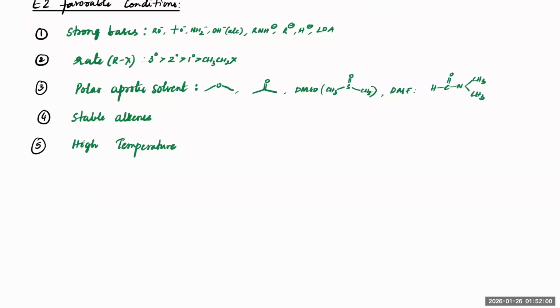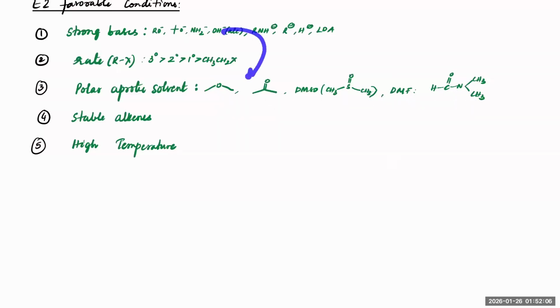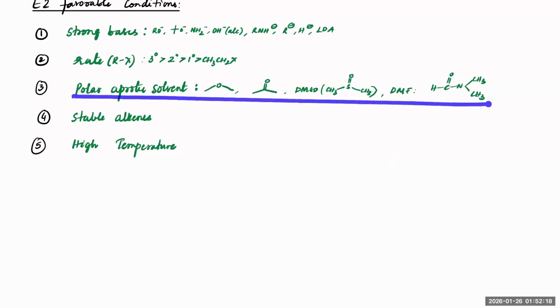Aprotic solvents are most favorable because if you have a protic solvent, then the bases will react with that solvent itself. Like tert-butoxide will take hydrogen from water itself and go away. So there is no reaction of the alkyl halide which will happen. So therefore, there must be aprotic solvents only. I mean, non-polar solvents are also fine, but polar protic solvents are definitely not feasible.